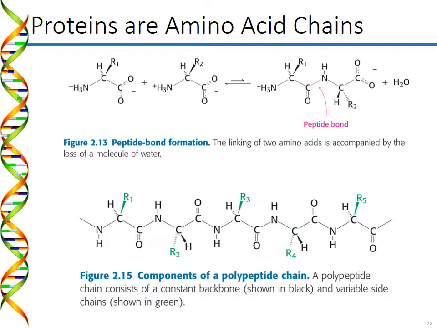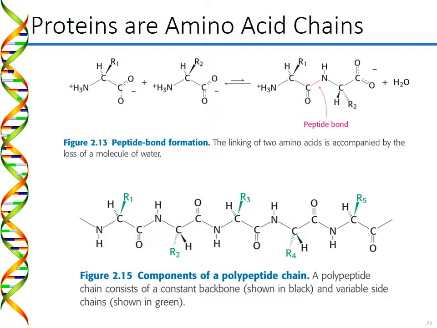So proteins are amino acid chains, analogous to how we made strands of DNA from individual nucleotides. You can see at the top part of the figure here the peptide bond formation. On the left of the equilibrium arrows, you have two different amino acids, one with residue group R1, one with R2, and you have the amino groups of either of them on the left and the carboxyl groups on the right.